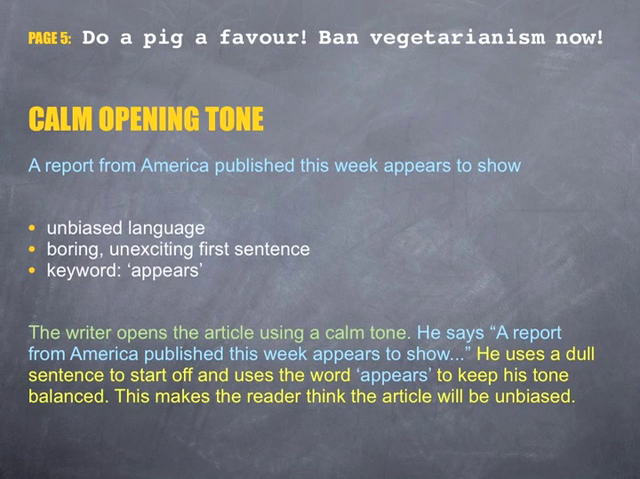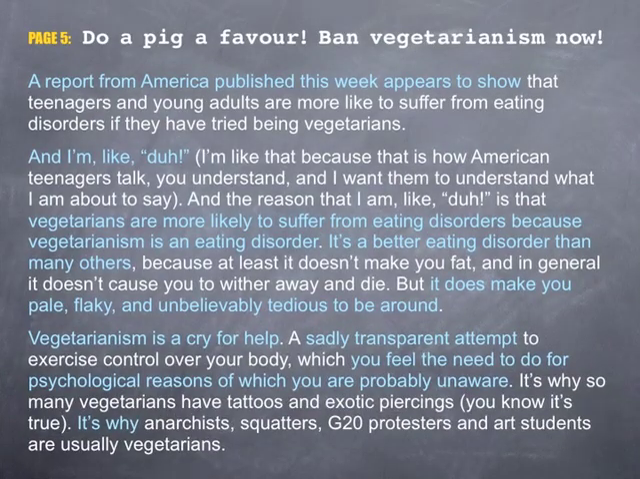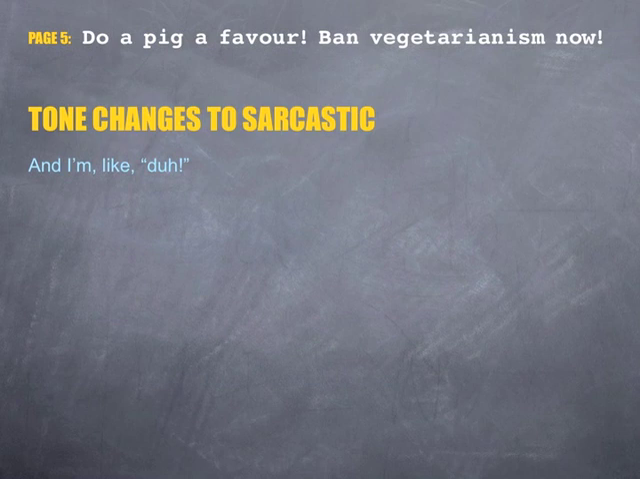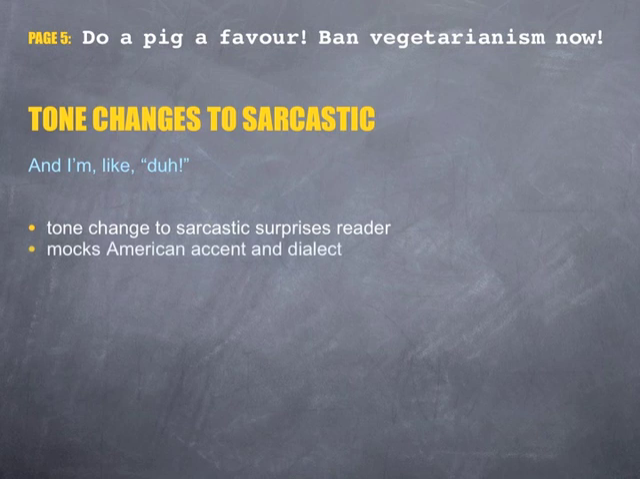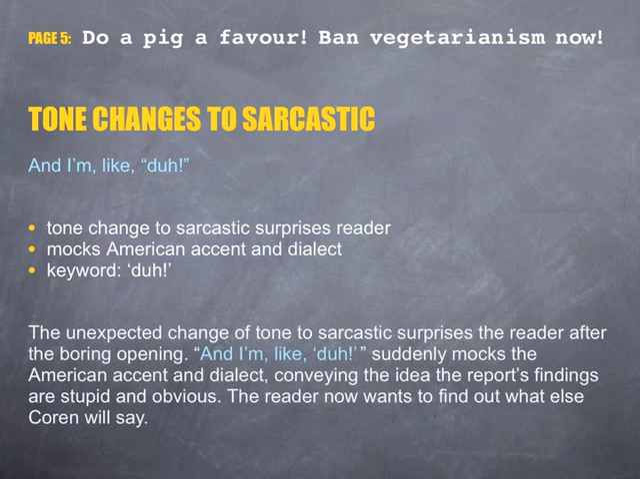The reason why Coren starts his article in quite a boring way is to surprise us with what comes next. At the start of the next paragraph, Coren begins his sarcastic attack on his target audience. The tone change surprises the reader after the fairly boring and unbiased opening. Here, he mocks the American accent with duh and dialect with like, which Americans use quite a lot in their speech. The key word to focus on is duh. Here's a P.E.E. on the page response.